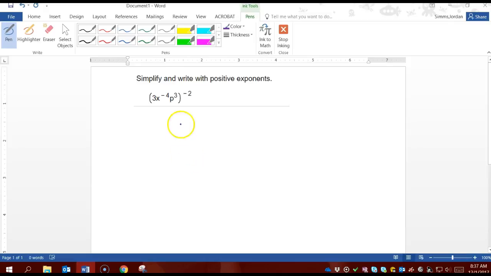So what we're going to have to use first is called the power rule. This exponent, negative 2, is going to get applied to the 3, it's going to get applied to the x, and it's going to get applied to the p. So basically every number and every variable gets that. Let me show you what that looks like.